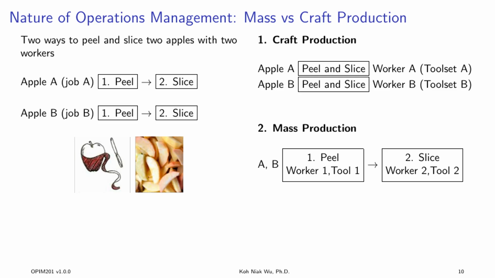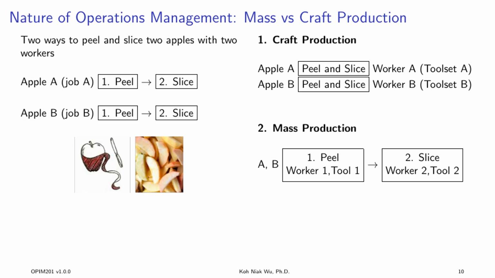In mass production, tasks are divided among workers. This method focuses on efficiency and speed. For both apples, A and B, worker 1 peels the apples using tool 1. Worker 2 slices the apples using tool 2. This division of labor increases productivity. Each worker specializes in one task, leading to faster production times.